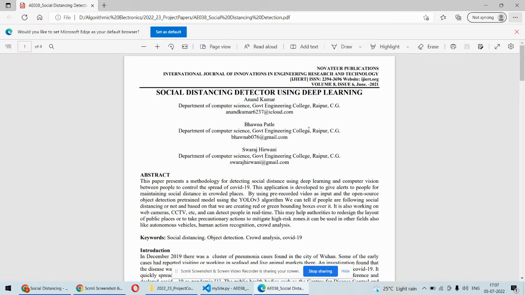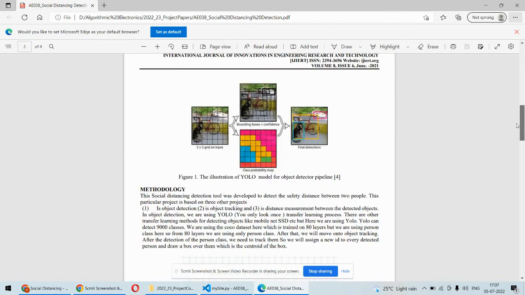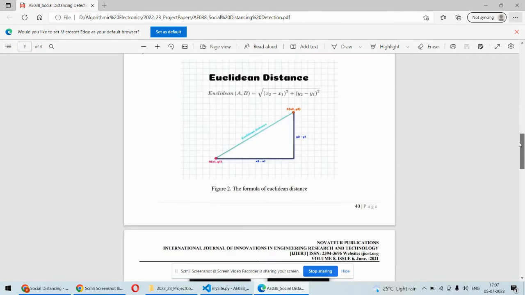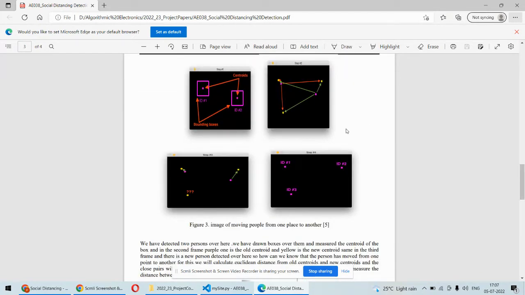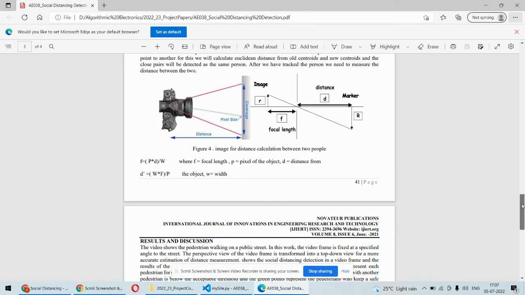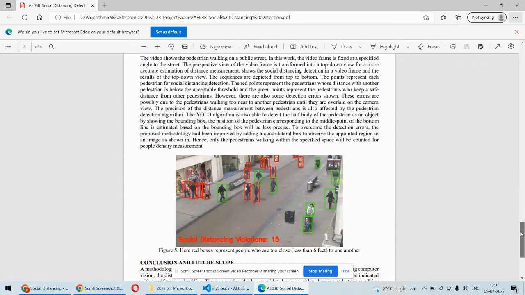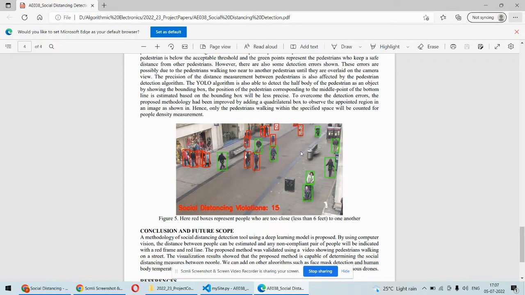And then we are going to use the Euclidean distance formula to calculate the distance between two people. Based on that, we will analyze whether they are at risk or not. So this is the paper supporting the idea. This is all about the algorithm for object detection. We are only interested in human detection, and then this is the Euclidean formula, which calculates the distance between two objects or two people, and based on that we will find out whether they are at risk or not.